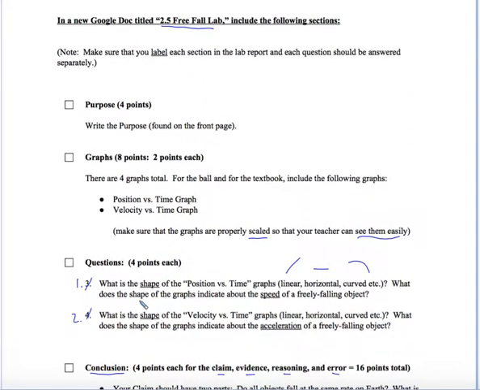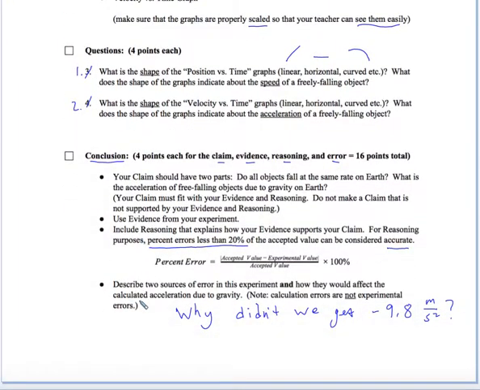So you write all of that in a Google Doc, and that'll be due on Wednesday, not Monday but Wednesday. So you have 6 days to do it.